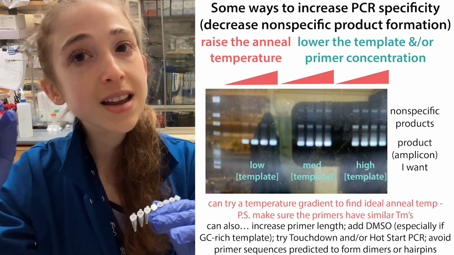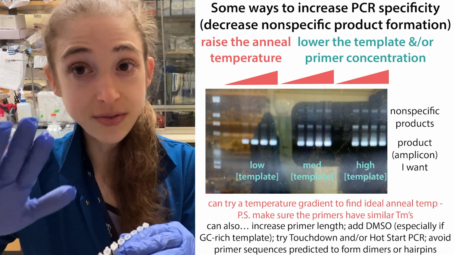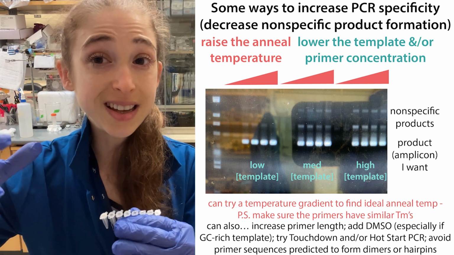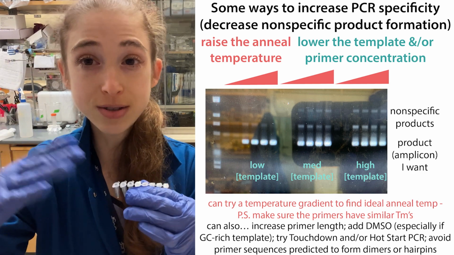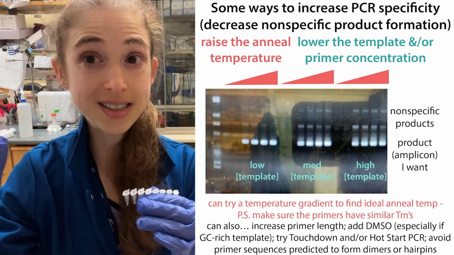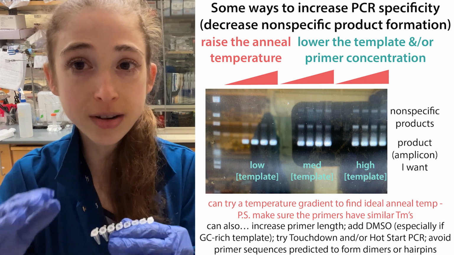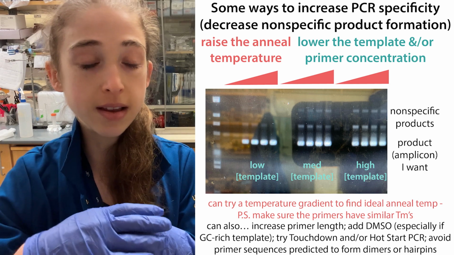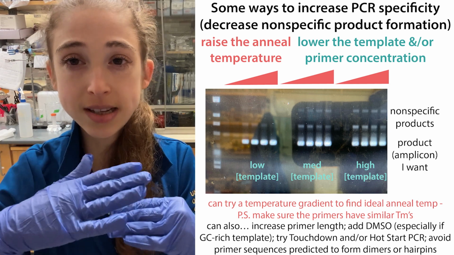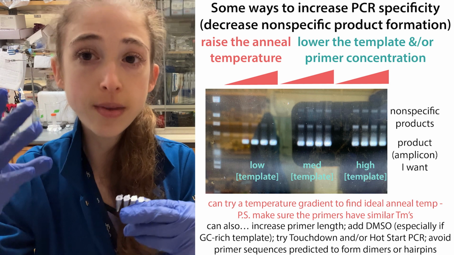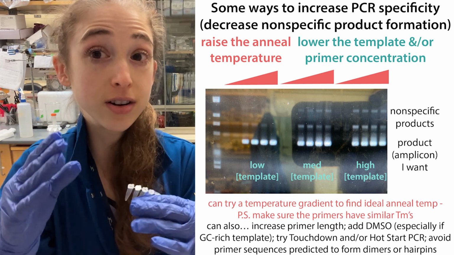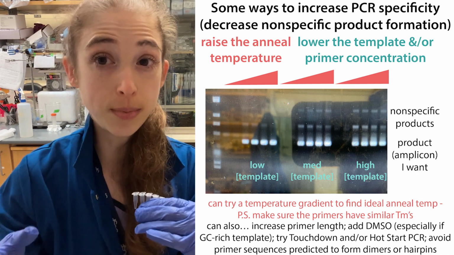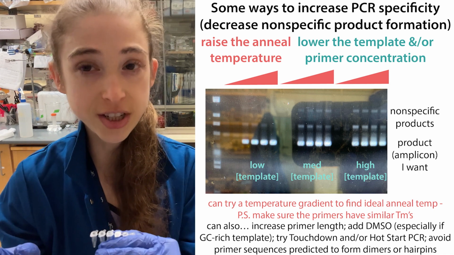Now, that might increase your specificity, but remember that if you have a higher anneal temperature, not all of the molecules of a primer are going to be able to stay stuck. And so the TM, remember, is the temperature at which half of the primer-template duplexes would be stable. And so if you're higher than the TM, a lot of your primer isn't going to be able to bind, and so you are going to get lower efficiency.